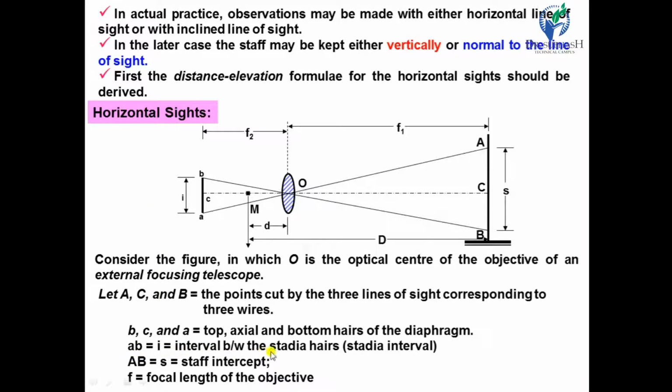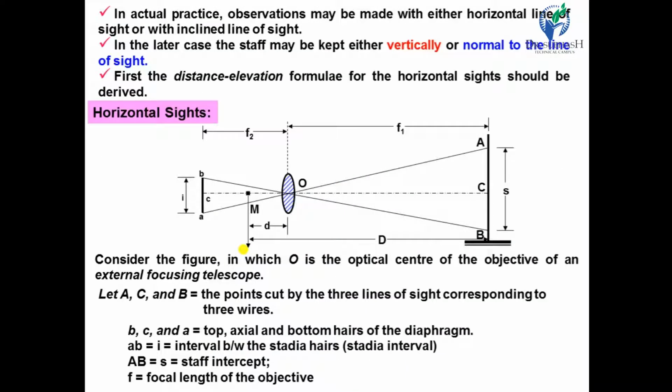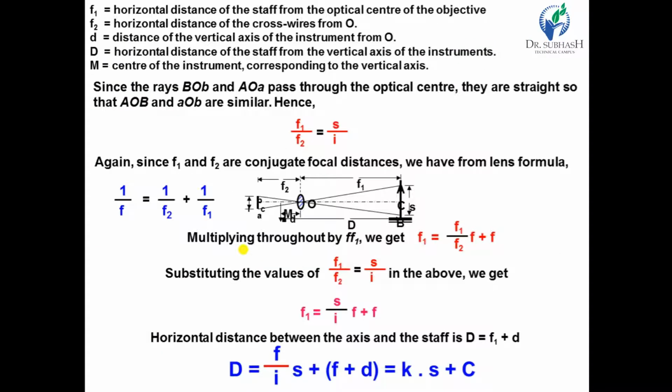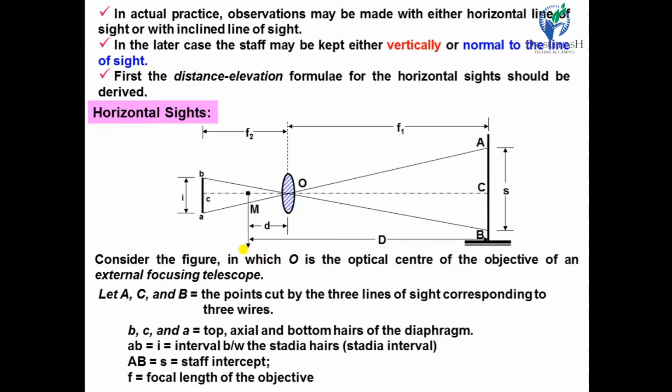Now AB is equal to S, the staff intercept, and I is the interval between the stadia hairs. F is equal to the focal length of the objective. F1 is equal to the horizontal distance from the staff to the optical center of the objective, and F2 is equal to the horizontal distance of the cross wires from O. D is equal to the distance from the vertical axis to the instrument. M is the center of the instrument, that is, the vertical axis of the instrument.